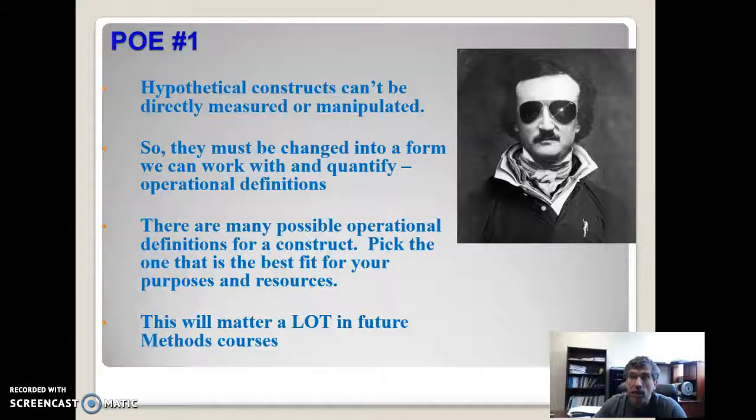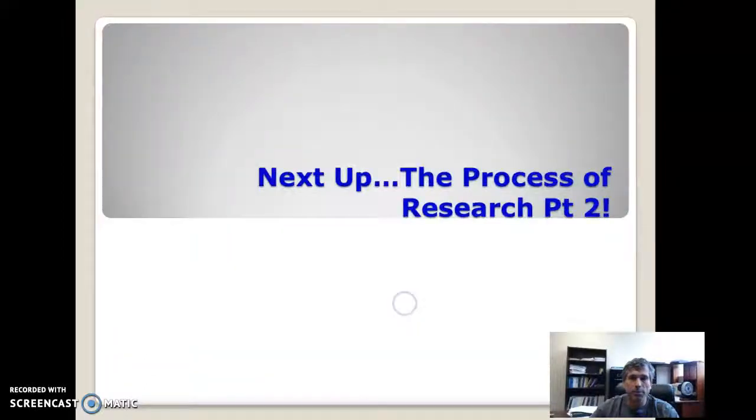Sometimes we pick the ones that most closely fits how we're thinking about the construct, and there's oftentimes resource concerns. There might be a great way of operationally defining something that would be super expensive and onerous to do. We usually, unfortunately, avoid that. The transition between hypothetical constructs and operational definitions is going to matter throughout this course, but it's going to matter a lot should you take a research methods course down the line. So keep that in mind and keep thinking about how hypothetical constructs are being changed to operational definitions.